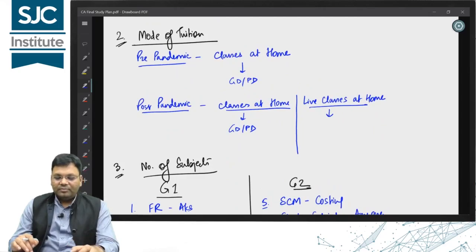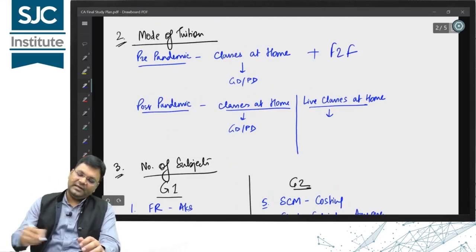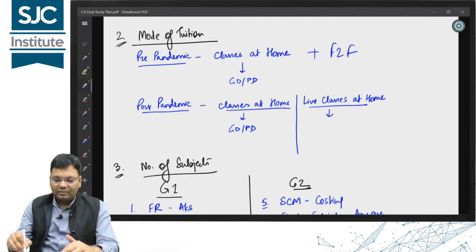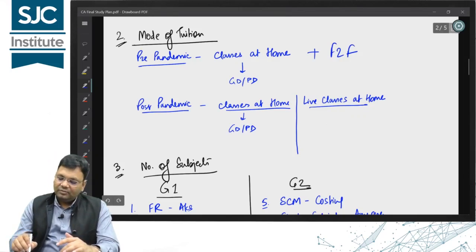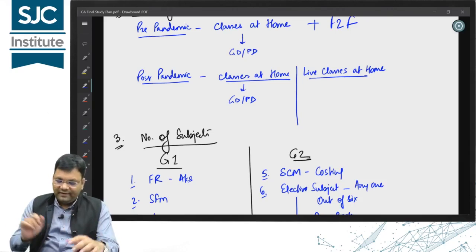Mode of tuition: pre-pandemic, classes at home were there, face-to-face was there. But now face-to-face has converted into live classes at home, and classes at home GDPD is also there. So I just helped you to understand the difference, and you can choose any as per your convenience, but try to be within your time frame.